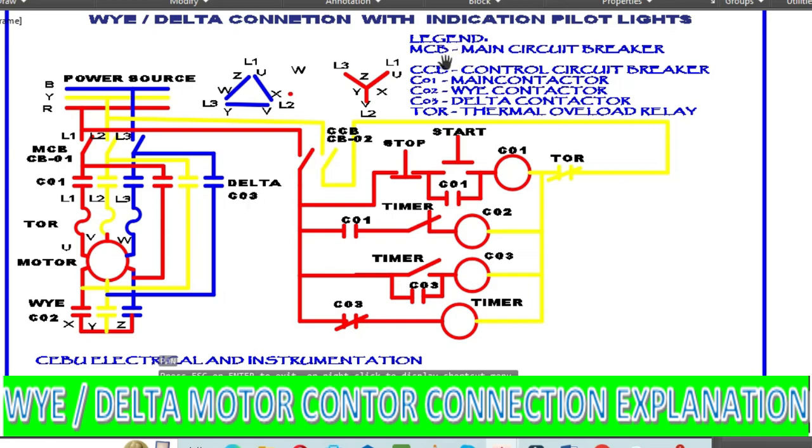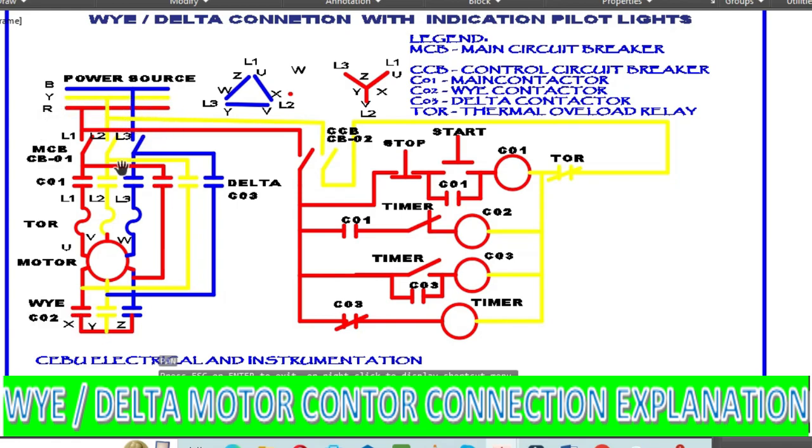Here I have a legend. MCB means main circuit breaker, and CCB is control circuit breaker. C01 is the main contactor, C02 is the Y contactor, and C03 is the delta contactor. TOR is the thermal overload relay. As you can see here, this is C01, the main contactor, this is the delta contactor, and this is the Y contactor.